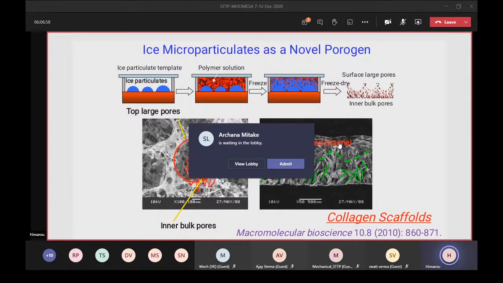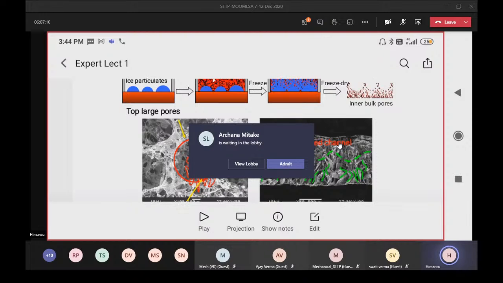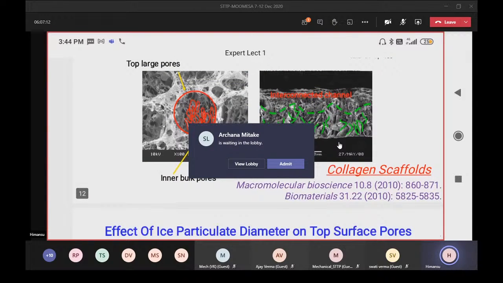Why am I talking about the water? Because our final motivation is to seed the cells. That means to seed the water droplets, or you can say cellular droplets, because the cells will be suspended in the water, right? So in this way, you can create this kind of porous structure.